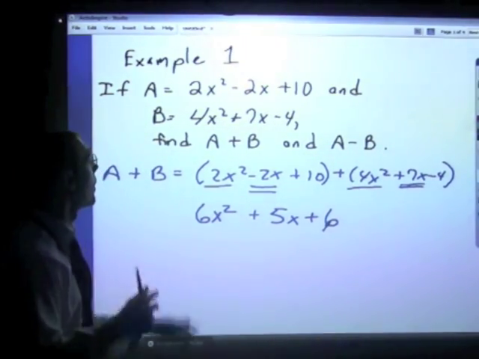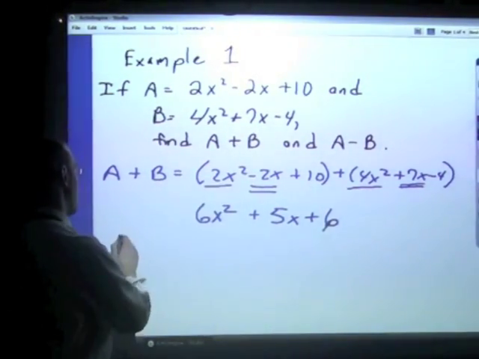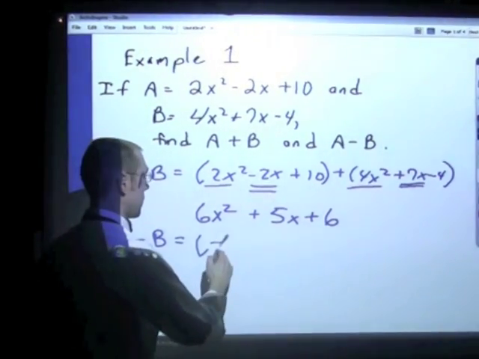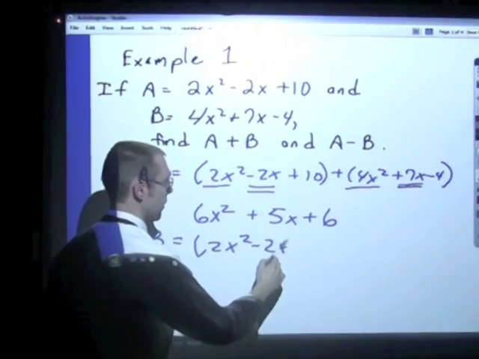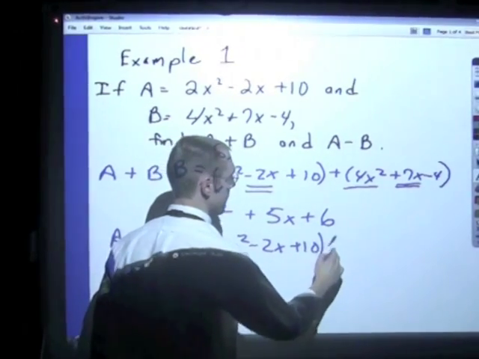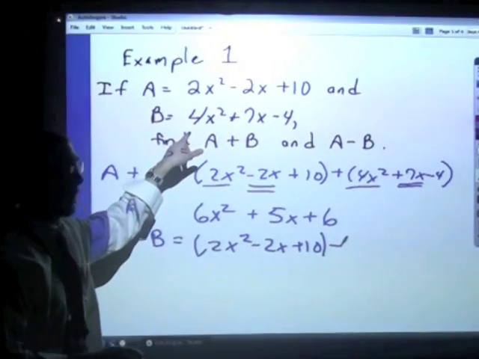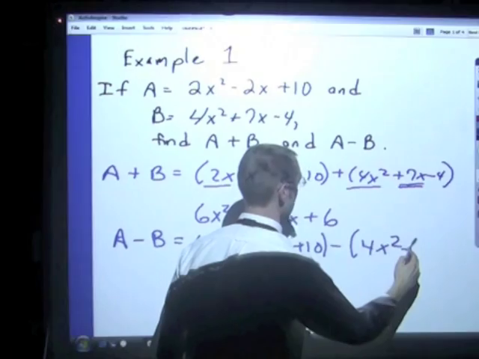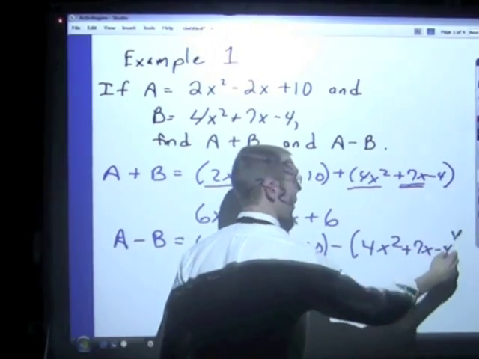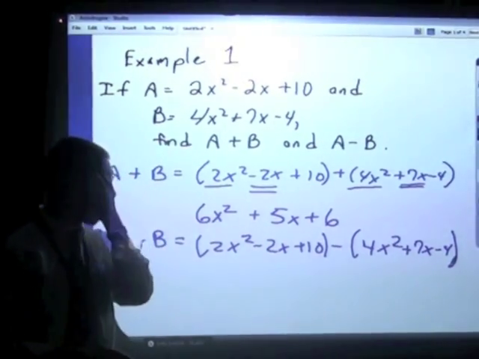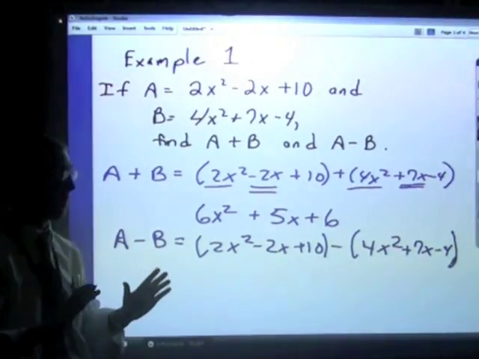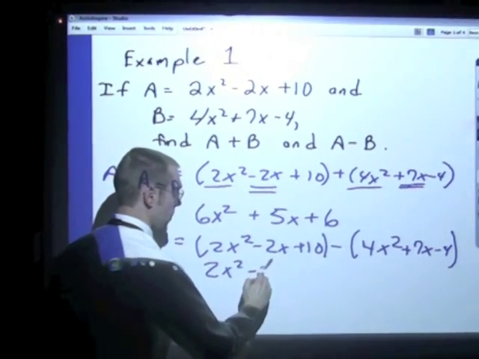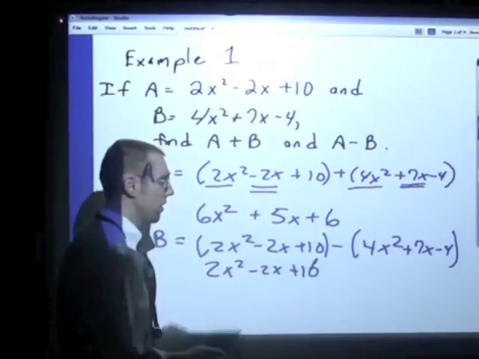All right, round 2. The subtraction, A minus B. So I'm going to take A minus B. The assignments are exactly the same, just with a subtraction symbol in between. So I have 2x squared minus 2x plus 10. And I'm going to subtract off 4x squared plus 7x minus 4 this time. So I have 4x squared plus 7x minus 4. Now, this time around you have to be careful. All right, I would definitely suggest dropping the parentheses. This really won't change. So you have 2x squared minus 2x plus 10. But this will definitely change.